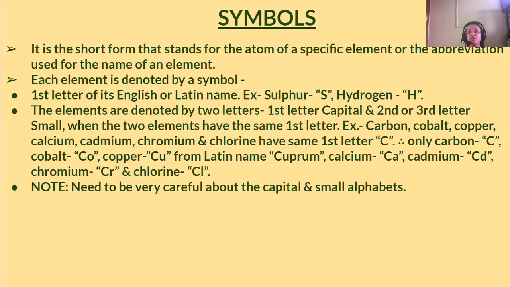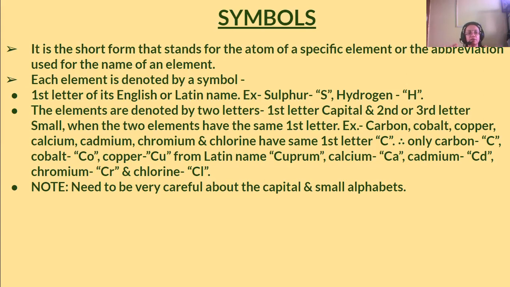Next, we come to the symbols. What is a symbol? It is the short form that stands for the atom of a specific element, or the abbreviation used for the name of an element. We need to name one element, no? Like when a child is born, we have to name him or her. So for that, some abbreviation or a symbol has to be used. The short form has to be used. So that is known as symbol.